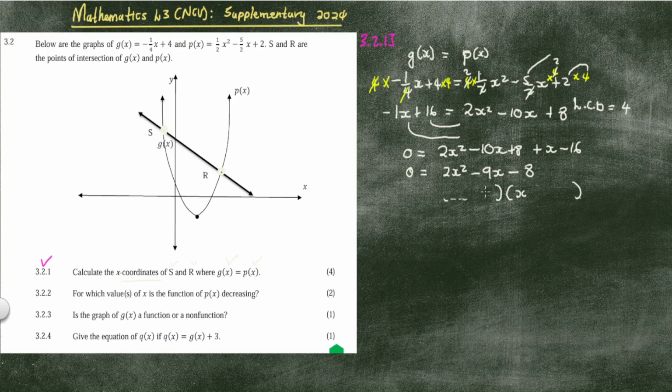No. There are no factors for this one. I think it's going to come out as irrational roots. Let's check it out. ac is equal to minus 9.